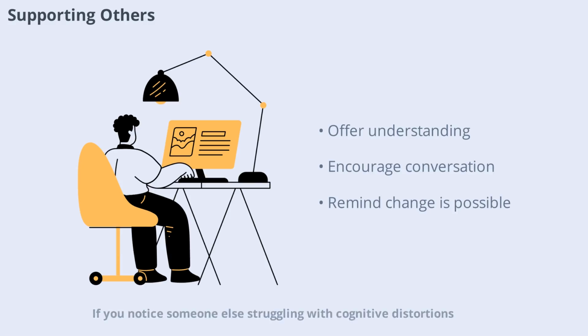If you notice someone else struggling with cognitive distortions, offer support and understanding. Encourage them to talk about their thoughts and remind them that change is possible. Sometimes, just knowing someone cares can make a big difference in someone's journey toward healthier thinking.